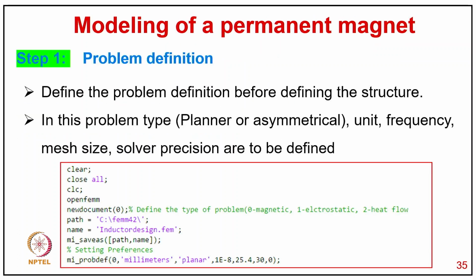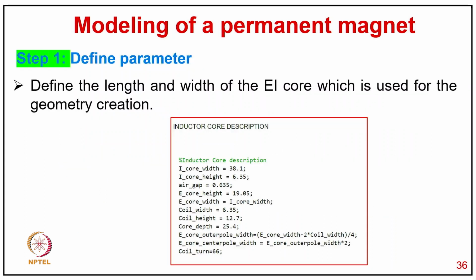And now step 1, problem definition: define the problem before defining the structure. In this problem, planar or axisymmetric, the unit, frequency, mass, size and solver precision are to be defined. And these are typically the code with the instructions given in the box. And then define the length and width of the EI core, which is given in the geometry. For this purpose, there is typically code given here.